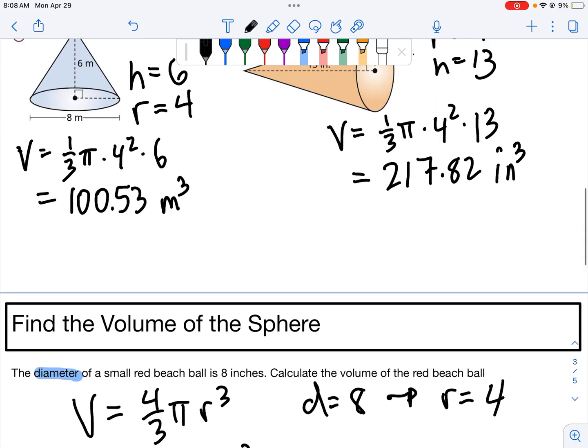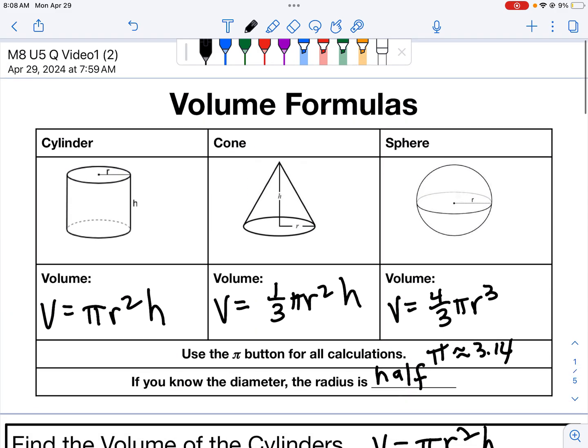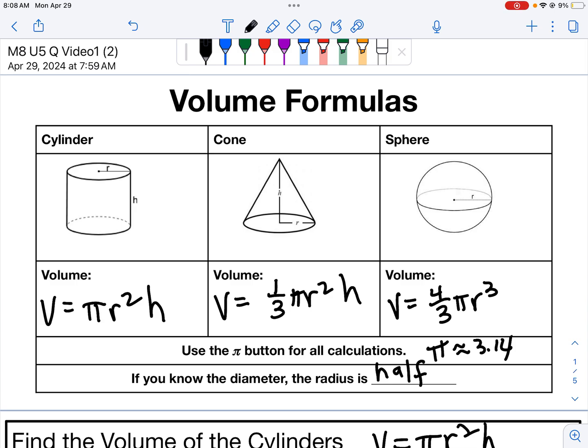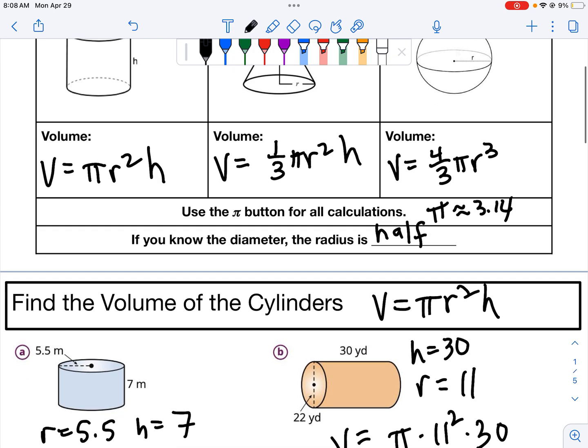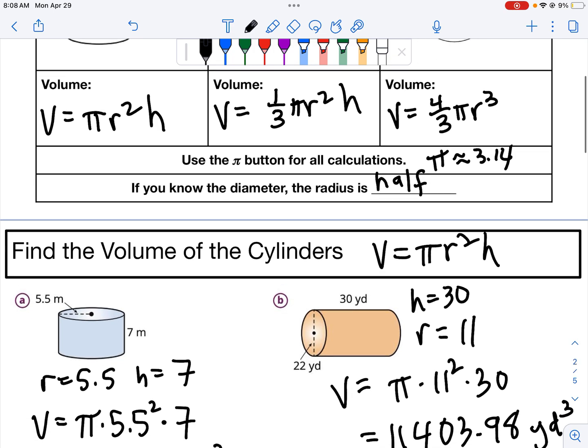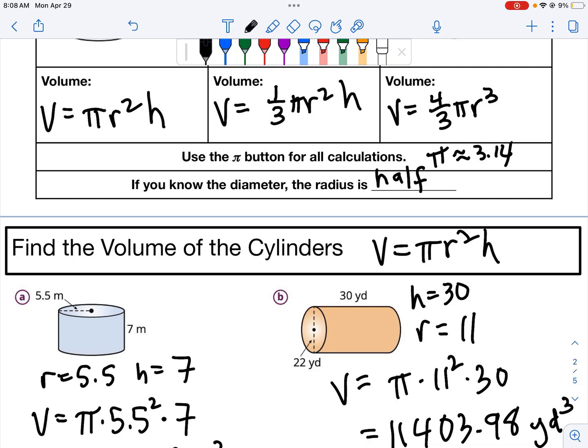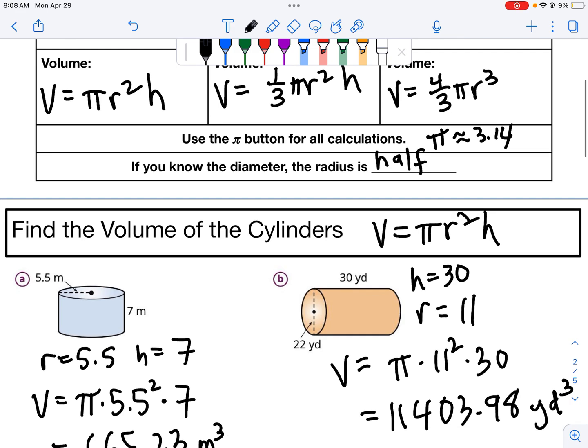All right, quick review. Volume of 3 shapes we're going to work on: cylinders, cones, and spheres. Cylinders and cones are related. I guess they're all 3 related, but that's a different conversation. A cone is 1/3 the volume of a cylinder with the same radius and the same height. We're going to use the pi button for all calculations unless a problem tells us to use 3.14, which is a decent estimation for pi. Pi does not equal 3.14. Pi is close to 3.14.